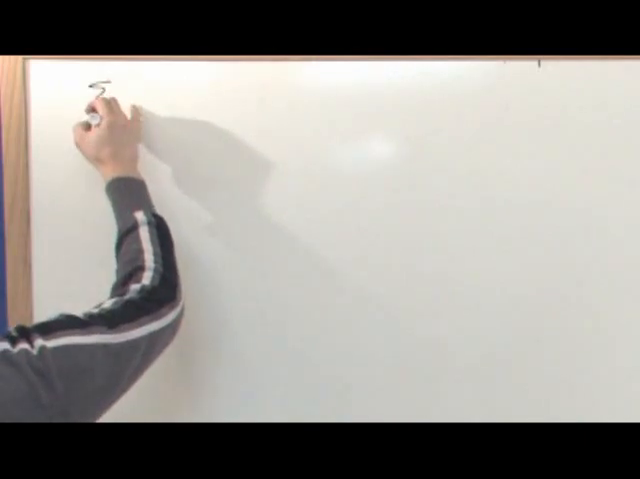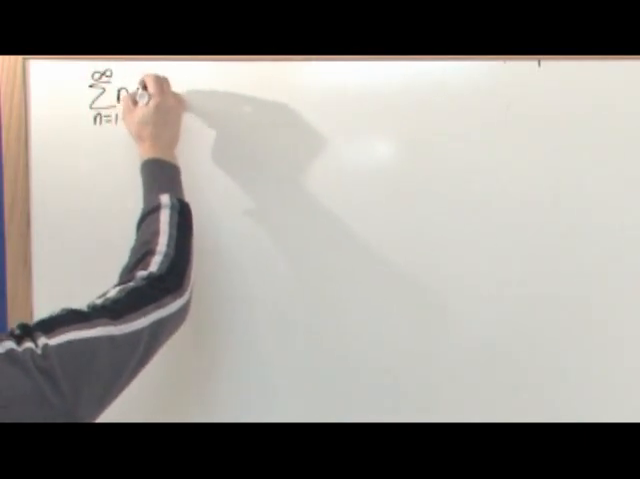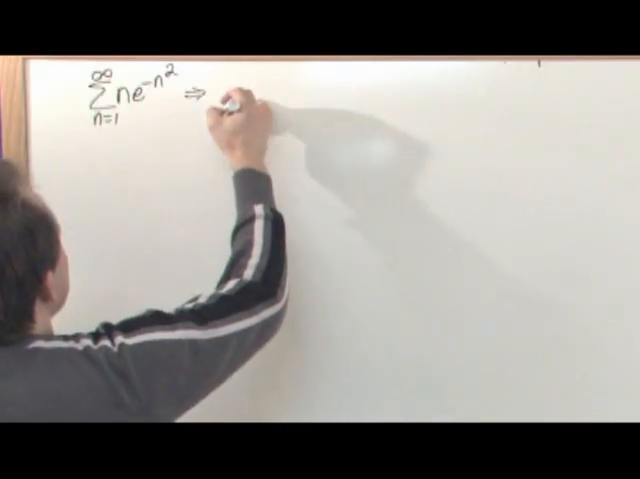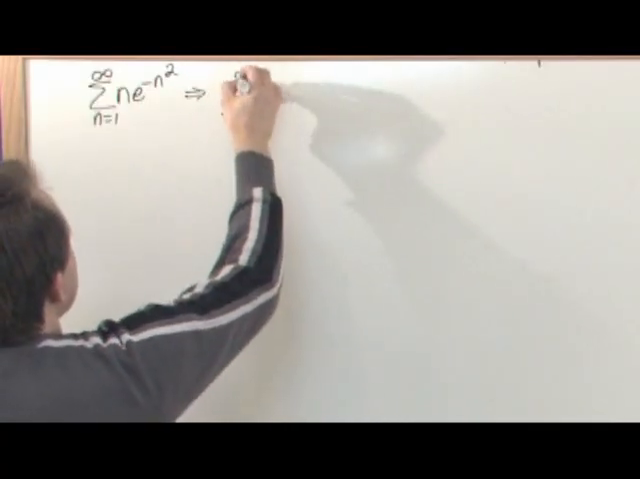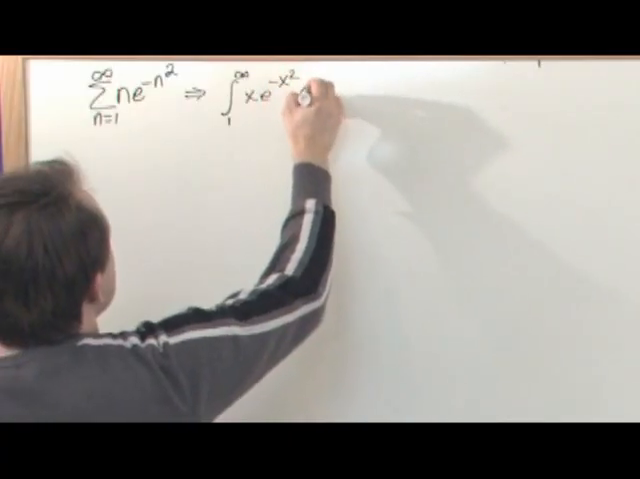Okay, now the next problem is, what if I have this series, the sum from n equals 1 to infinity of n e to the negative n squared? Those are the terms, n e to the negative n squared. It doesn't look like a p-series or a geometric series, so I'm going to evaluate the corresponding integral. I'm going to evaluate from 1 to infinity of x e to the negative x squared dx.